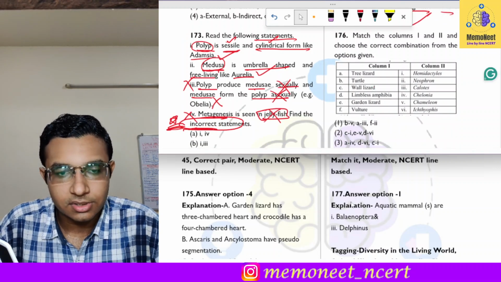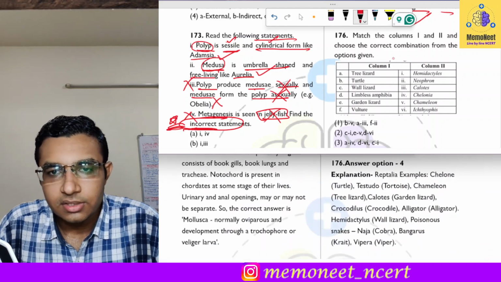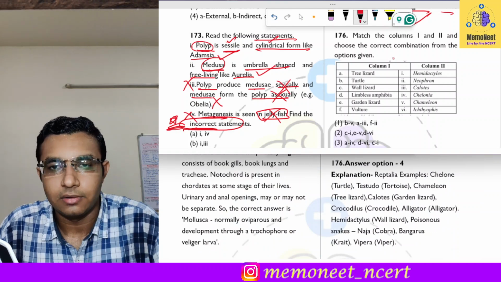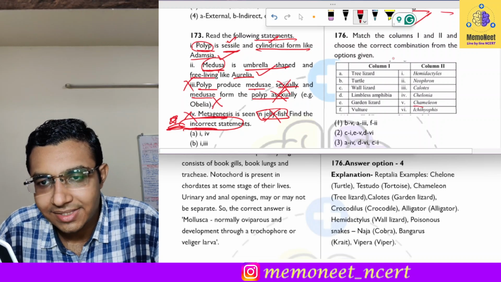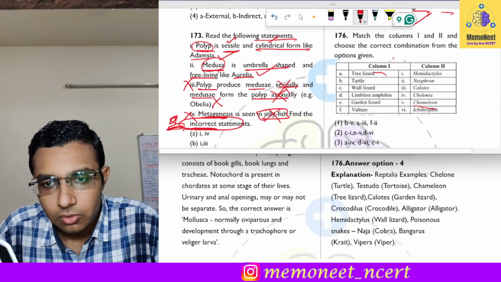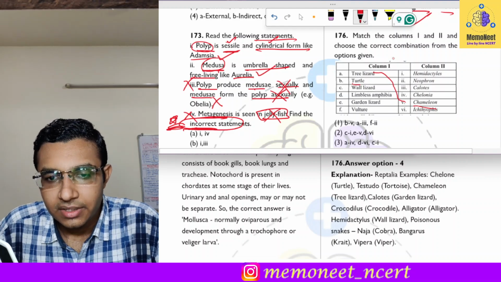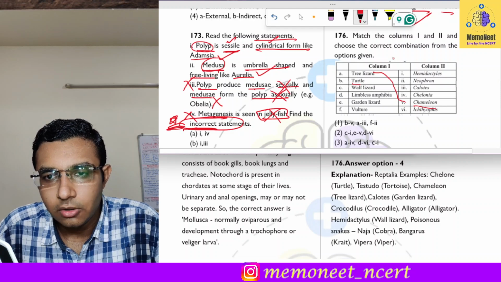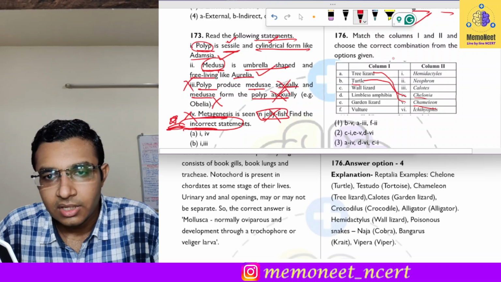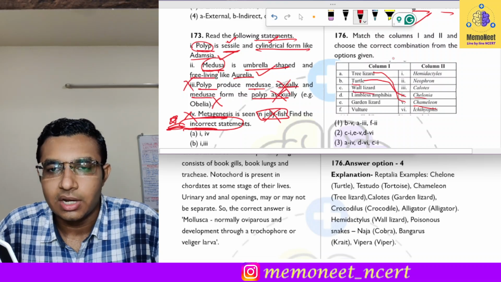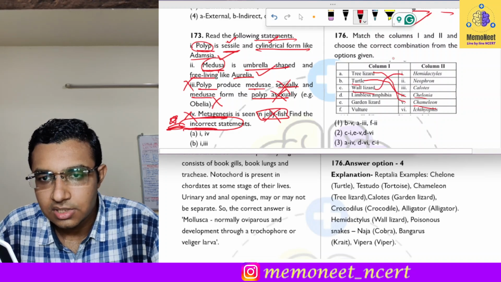The next question is question number 176. It is a match the following type of question. Let us see them one by one. Option A is the tree lizard. The tree lizard is also known as the chameleon, so A goes with 5. Next is turtle. Turtle is also known as chelone or chelonia, so B goes with 4. Then C is the wall lizard. Wall lizard is also known as hemidactylus, so C goes with 1.